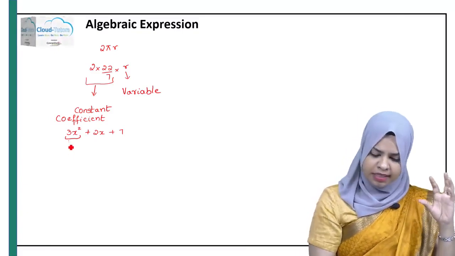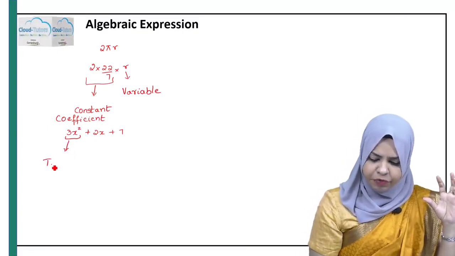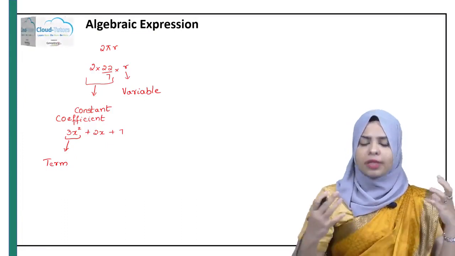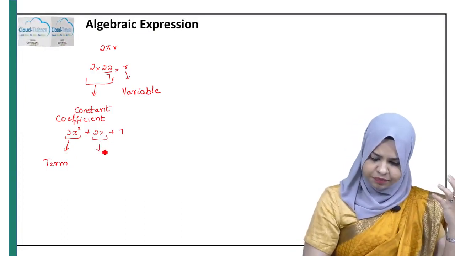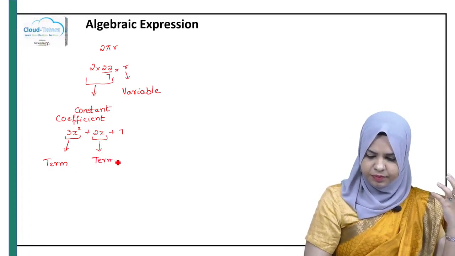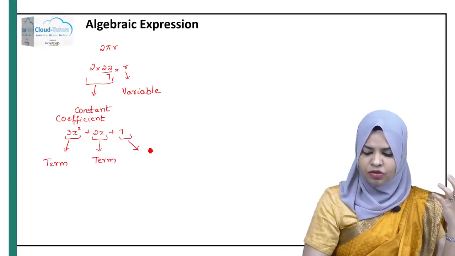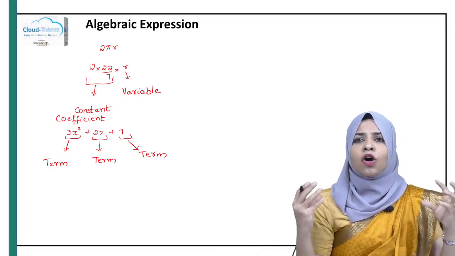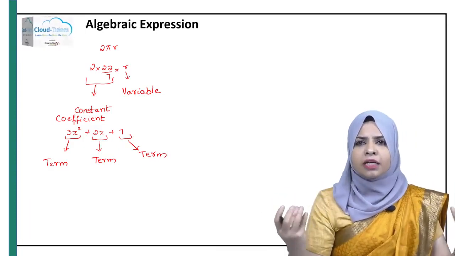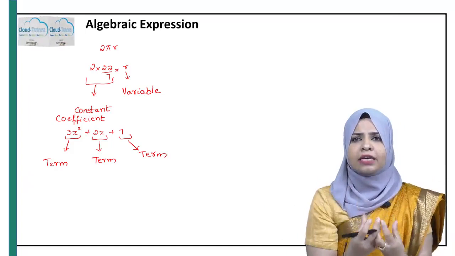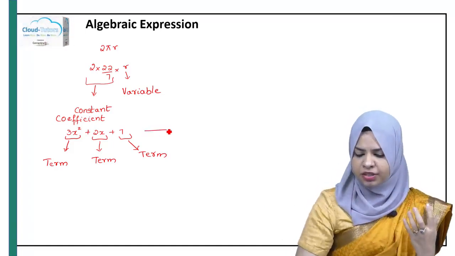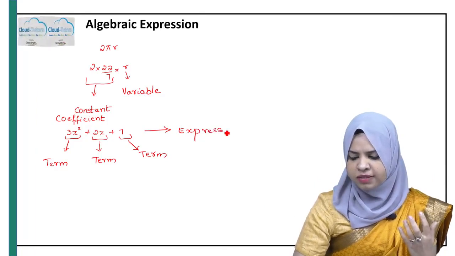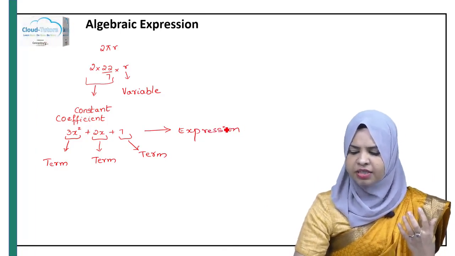So here this is called a term, or I can also call it an algebraic term. And again this is a term, and again even 7 is called a term. Now here I have a combination of 3 terms. 3 terms together form an expression, or I can also say an algebraic expression, in general an expression.